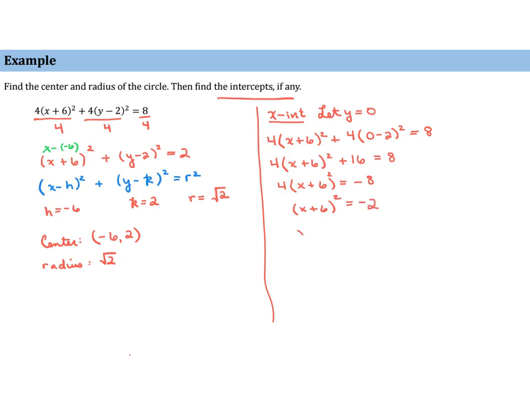Now if we take the square root of both sides, we will get plus or minus the square root of negative 2. Now we can stop there because this is not real. Since this is not real, there are no x-intercepts.